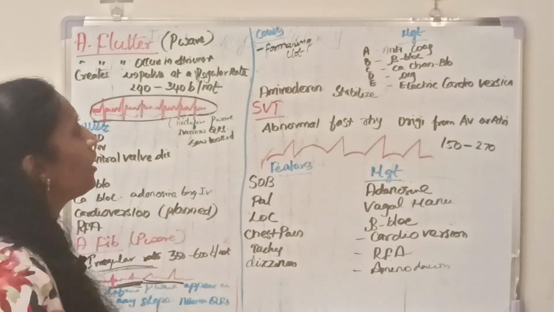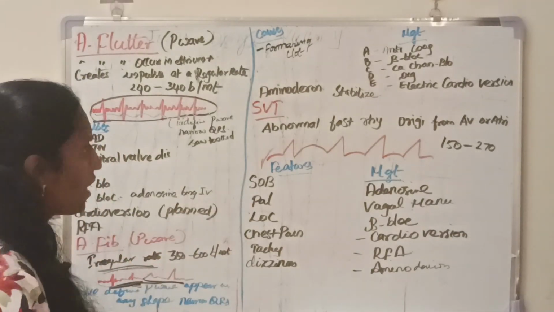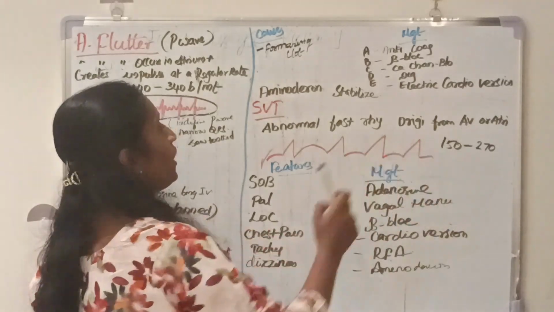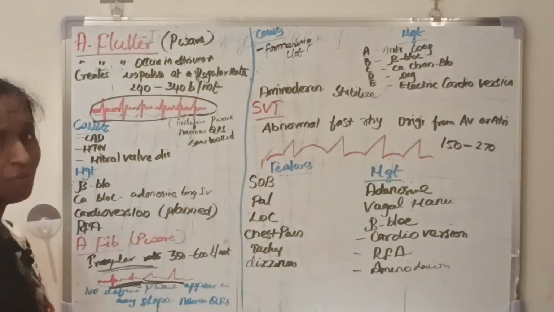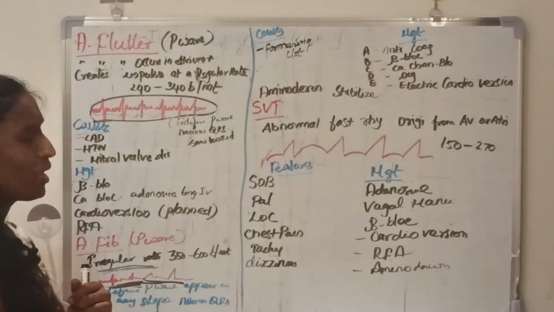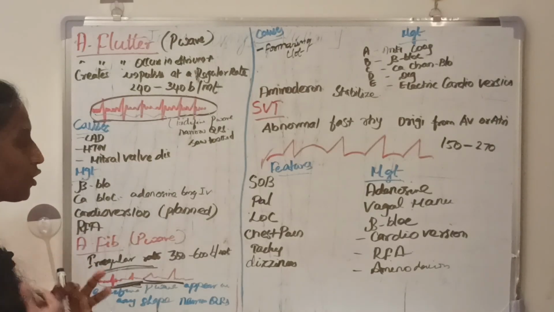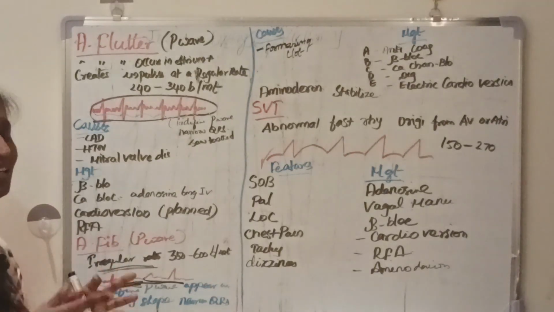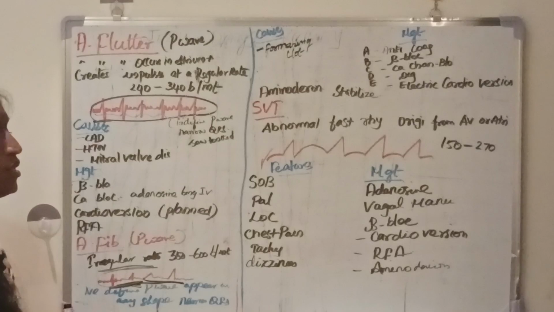So the features will be, the person affected with SVT, the heart rate will be 150 to 270 beats per minute. The features will be shortness of breath, palpitation, loss of consciousness, chest pain, tachycardia, and then dizziness.